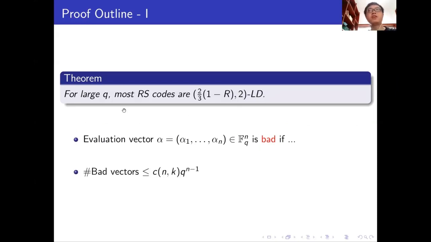Therefore, to prove this theorem, it suffices to show that the number of bad evaluation vectors is at most C_{n,k} times Q^{2n-1}. Indeed, since the evaluation vector is a vector with n distinct coordinates, the total number of evaluation vectors is of the order Q^{2n}. If we manage to show that the number of bad vectors is of the order Q^{2n-1}, then for sufficiently large Q, most vectors are good, and therefore define RS codes with the desired property.